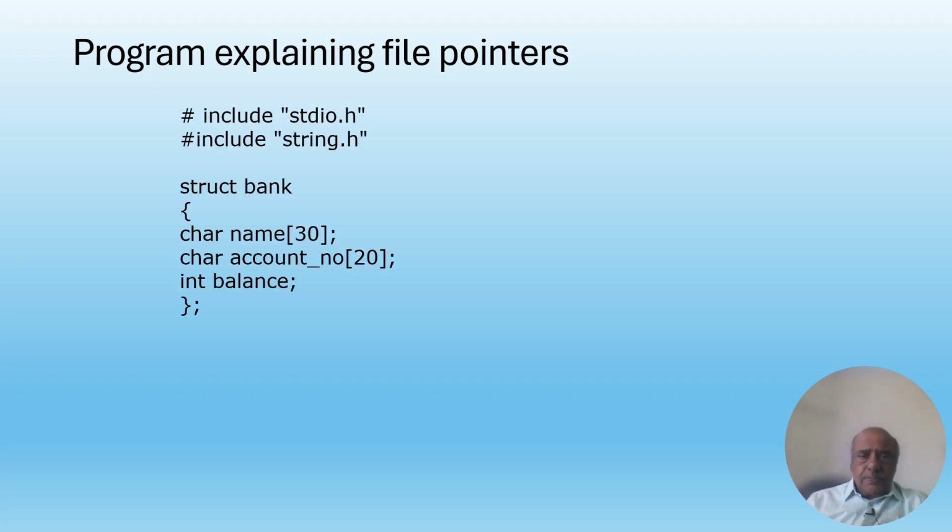So there is a program in which we have declared a structure named struct bank having three members. One is a string named name, another is a string named account_no, and then there is an int variable, a member of the structure, named balance.